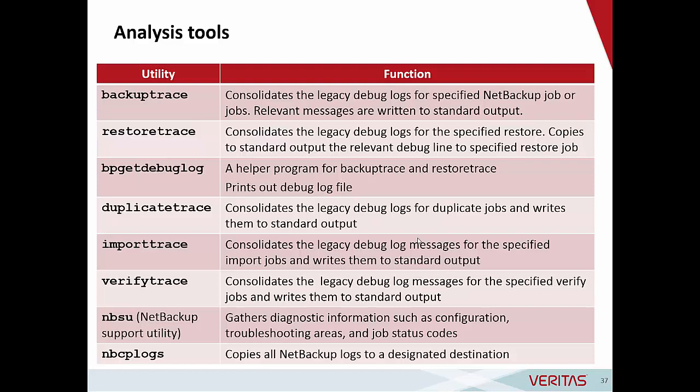Also mentioned here, the NetBackup support utility and NBCP logs. The support utility gathers diagnostic information from your environment to look for areas outside of NetBackup that might be causing jobs to fail, like communications problems from bad host files, for example. NBCP logs is a utility that's designed to gather up log files, zip them up, and upload them to support. So NBCP logs is a command line utility that does a similar function to the logging assistant we talked about earlier in the lesson.